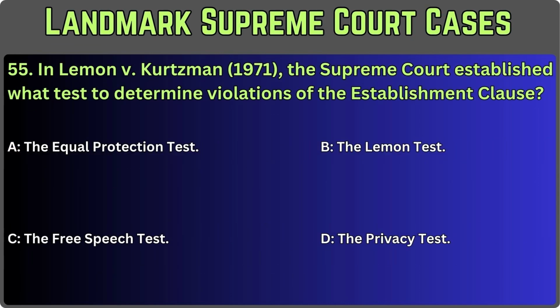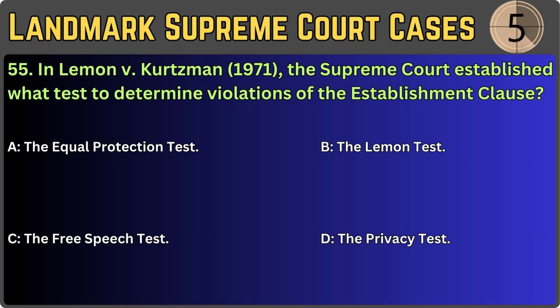55. In Lemon v. Kurtzman, 1971, the Supreme Court established what test to determine violations of the Establishment Clause? A. The Equal Protection Test. B. The Lemon Test. C. The Free Speech Test. D. The Privacy Test.